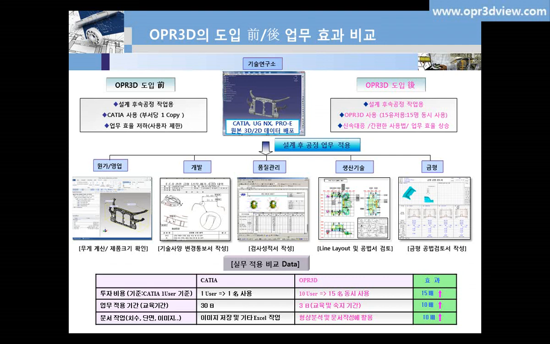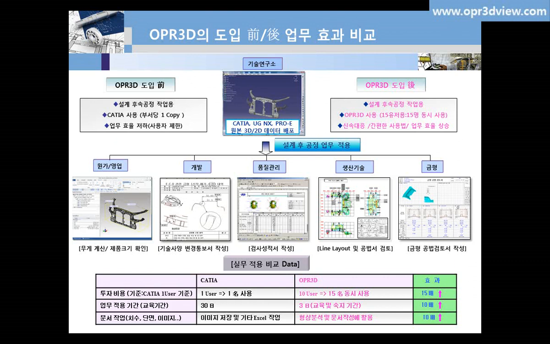Finally, I'll tell the effects of introducing OPR3D. First, the investment cost is maximized. From UG and CATIA, where one person could use it with the same cost invested, if you switch to OPR3D, 15 people can use it, so you can see an effect of at least 15 times.